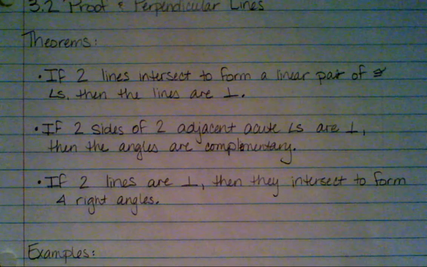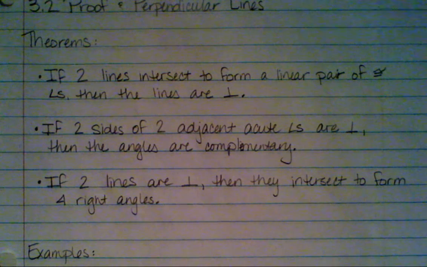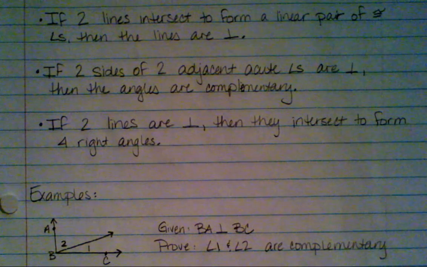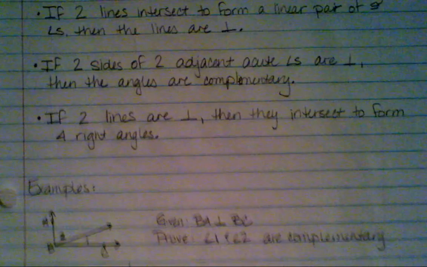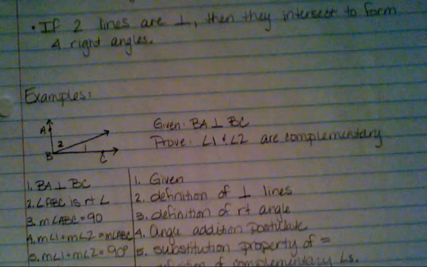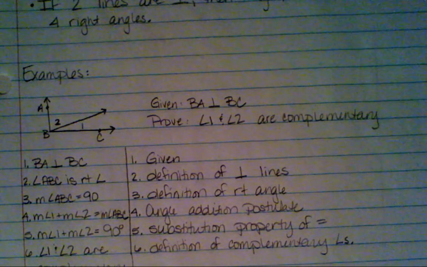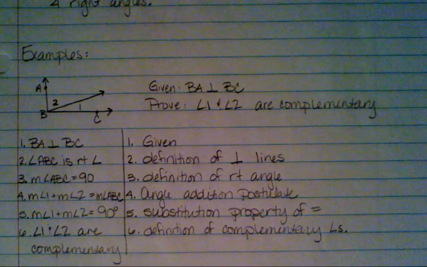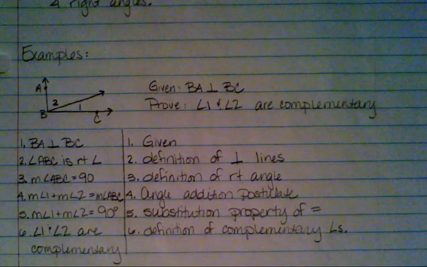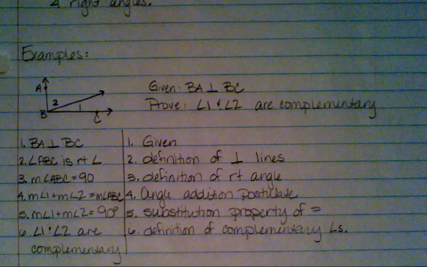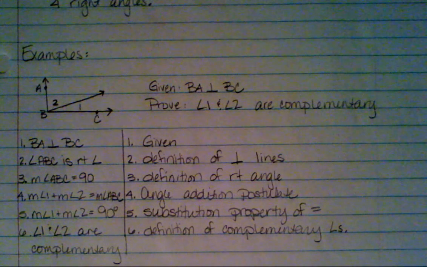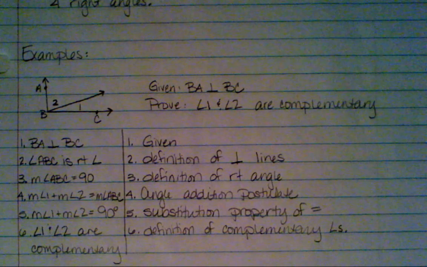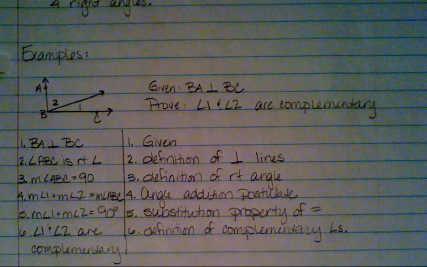So we're going to start to get into a few more proofs here. I have an example here of the first one. We have this angle. It appears to be a right angle. We don't know if it is or not yet. And we want to prove the angles 1 and 2 are complementary. Our given information tells us that BA is perpendicular to BC. So we start off the proof by saying that those two lines are perpendicular to each other. That's given.